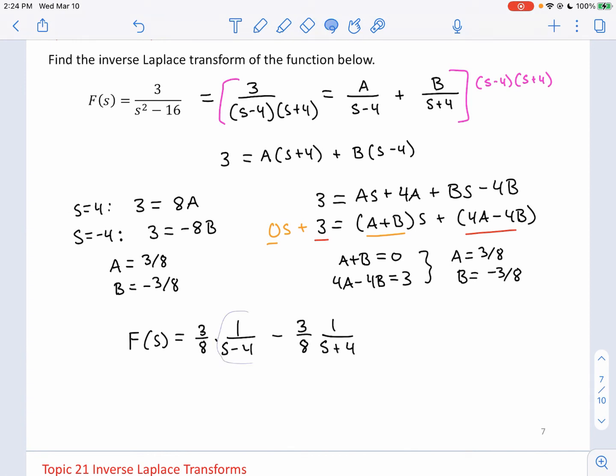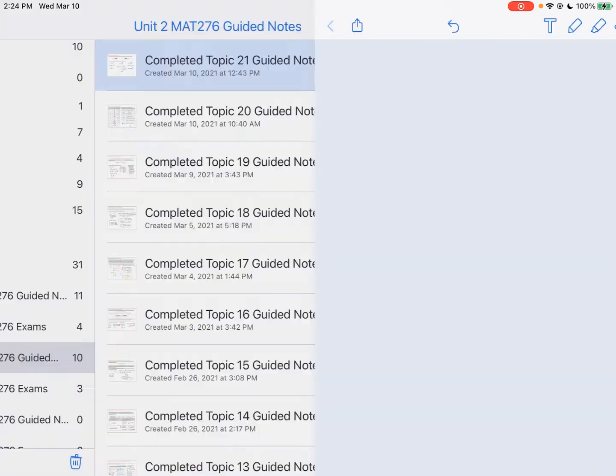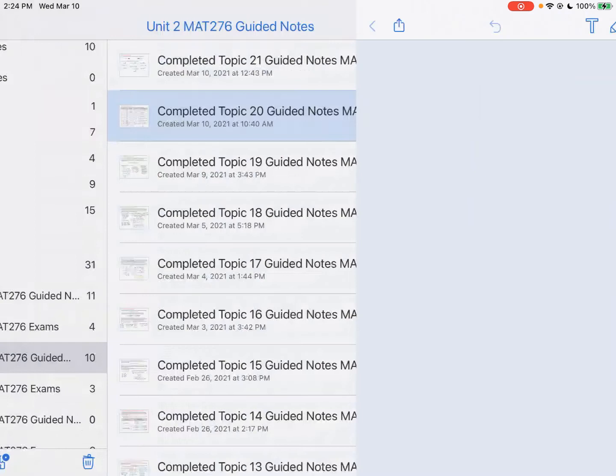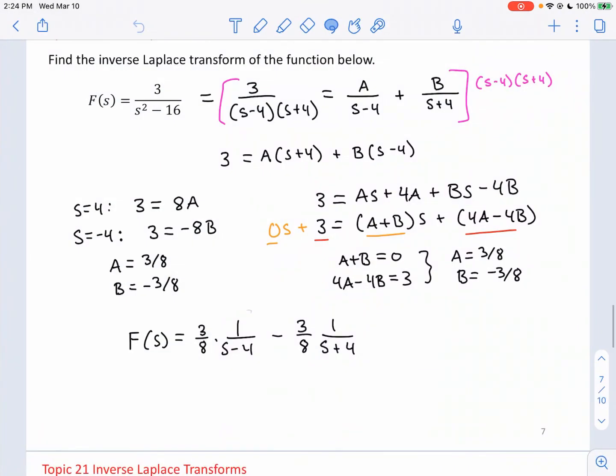And each of these functions is already prepped to do an inverse Laplace. This is the inverse Laplace of 1 over s minus 4. This is a 1 over s minus a situation. Right? If we look back at our table, looking at this part of my table, 1 over s minus a, when I do the inverse Laplace, I get e to the at. So this is going to be an e to the 4t, and this is going to be an e to the negative 4t. So little f of t, the inverse Laplace of this, will be 3/8 e to the 4t, and then minus 3/8 e to the negative 4t.